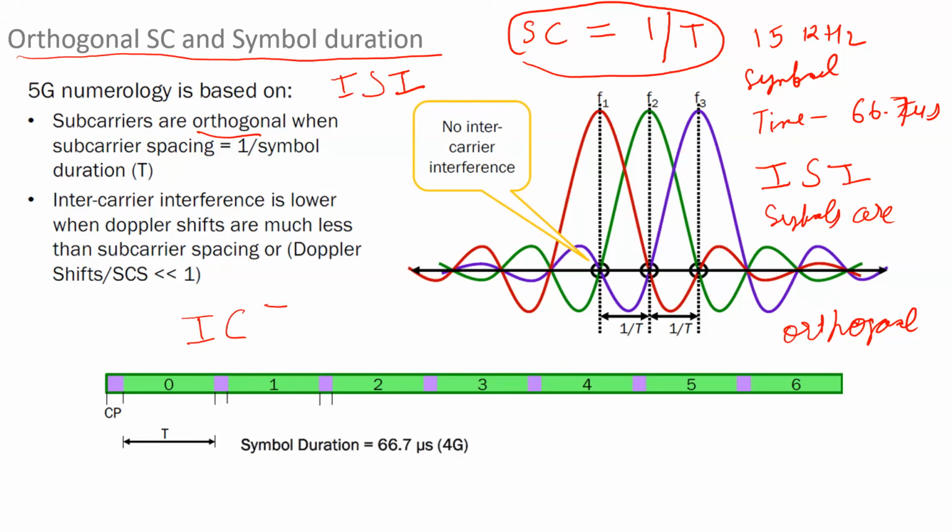But there is one more thing which is called inter-carrier interference. That thing is also avoided if you need high accessibility, retainability, throughput, or all kinds of KPIs. So how to avoid inter-carrier interference? To avoid inter-carrier interference, this equation, Doppler shift divided by the subcarrier spacing, should be very, very less than 1. Let me explain it with the help of one figure.